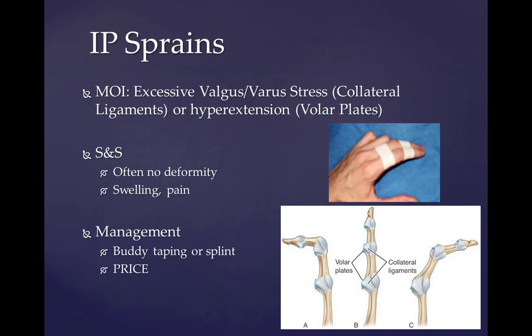Radial and ulnar joint tenderness implies collateral ligament injury or fracture, whereas volar tenderness implicates injury to the volar plate.